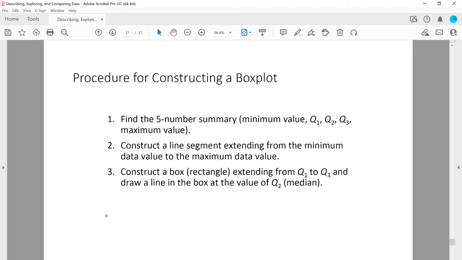Okay, so how to construct a box plot? First of all, you need to find out the 5-number summary, and you need to construct a line segment extending from the minimum data value to the maximum data value. Construct a box extending from Q1 to Q3, and draw a line in the box at the value of Q2.